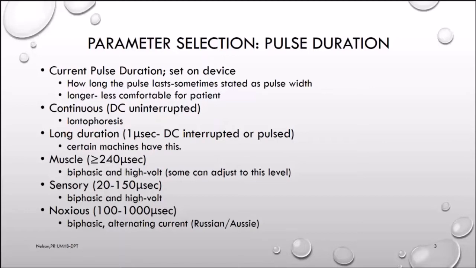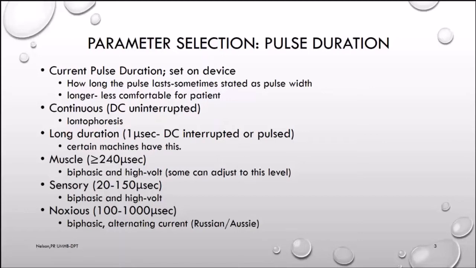To gain muscle, we want to have a 240 microsecond or longer pulse duration, and you can set this on a biphasic machine. High volt machines sometimes can be adjusted to this level. Sensory stimulation is usually done in the 20 to 150 microsecond range. Again, this is the biphasic and high volt machines that have this type of pulse duration. Some units don't allow you to change that.